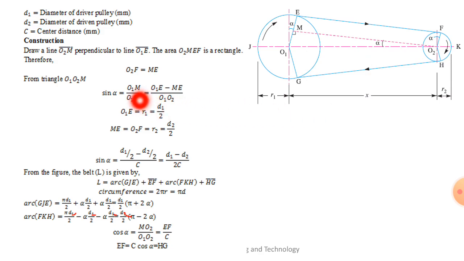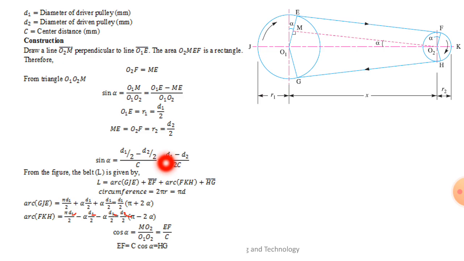Now O1M can be written as O1E minus ME. O1E is nothing but R1, so it can be written as D1 by 2. ME, we already considered as equal to O2F. O2F is nothing but R2, so it is nothing but D2 by 2. So for sine alpha, now we have to substitute the R1 and R2 values. O1E is nothing but D1 by 2.